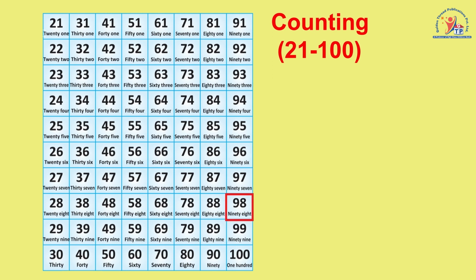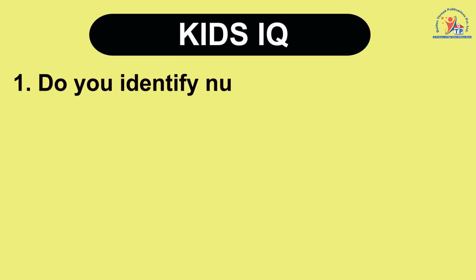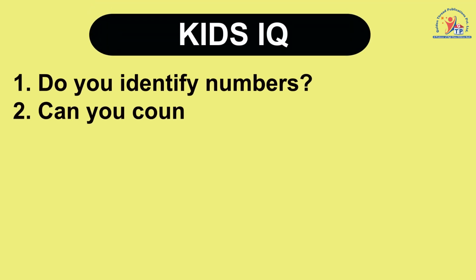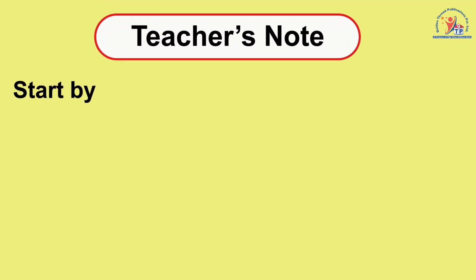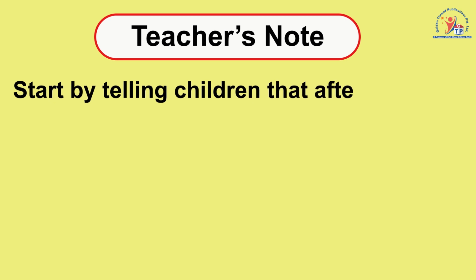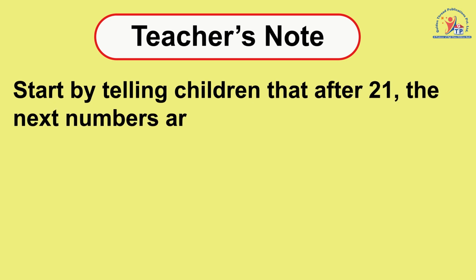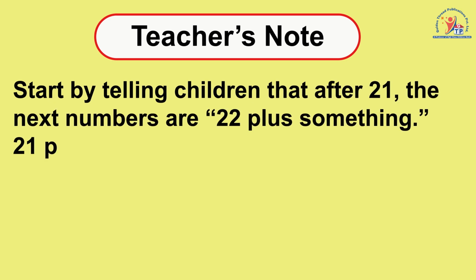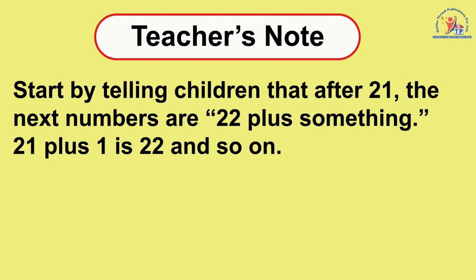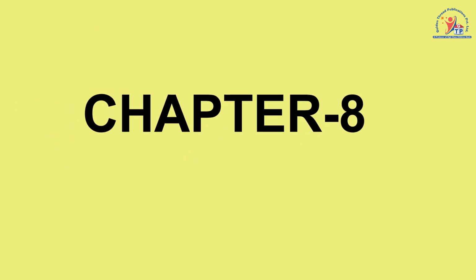97, 98, 99, 100. Kids IQ. 1. Do you identify numbers? 2. Can you count correctly? Teacher's note: start by telling children that after 21, the next numbers are 21 plus something. 21 plus 1 is 22, and so on. Chapter 8.